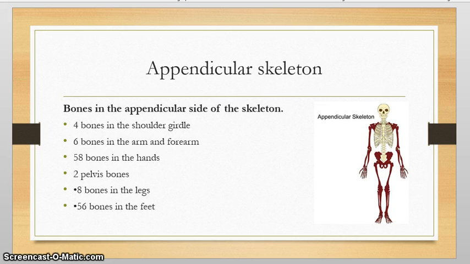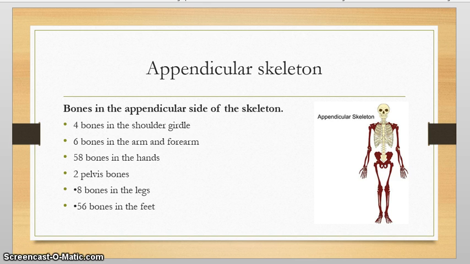The axial and appendicular skeleton. The human skeleton can be divided up into two parts, the axial and the appendicular skeleton. The axial skeleton is the central core of the body, and the appendicular skeleton forms the extremities of the arms and legs. The appendicular, which is on the screen right now, has 4 bones in the shoulder girdle, which are the clavicle and the scapula on each side.